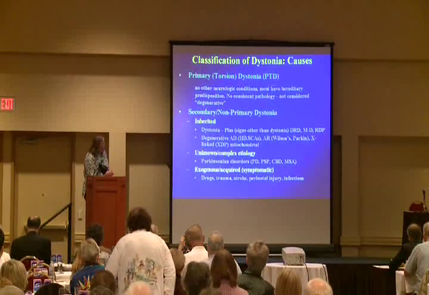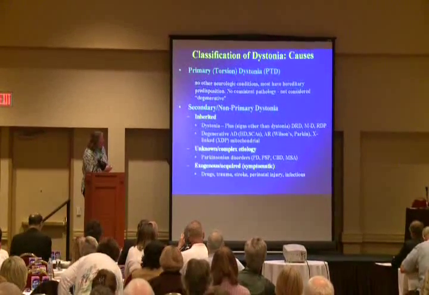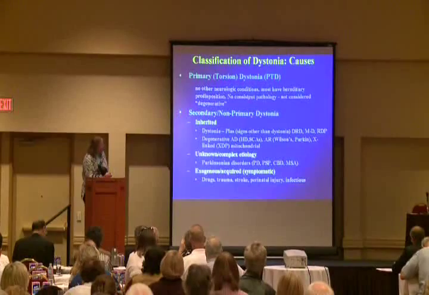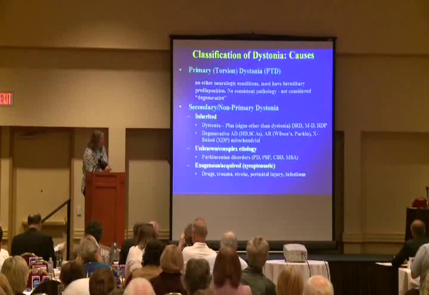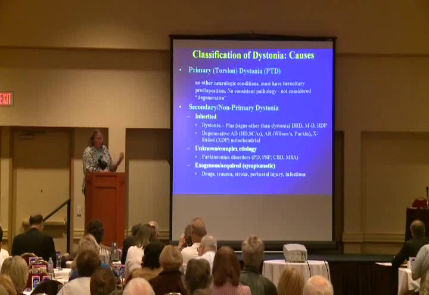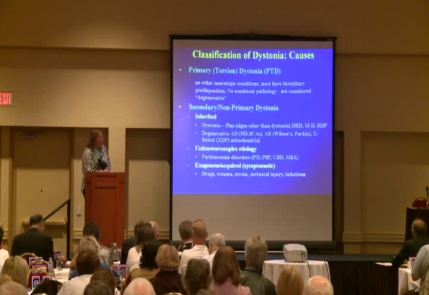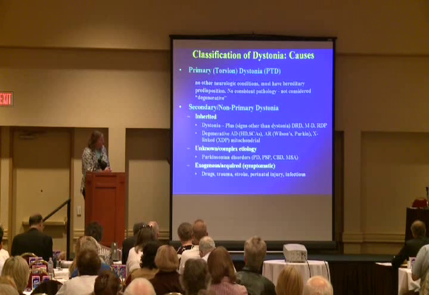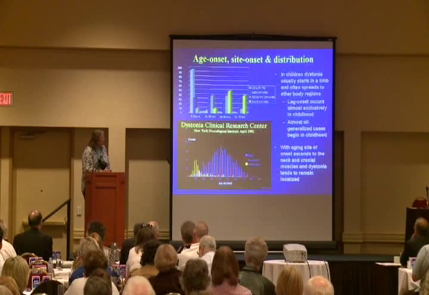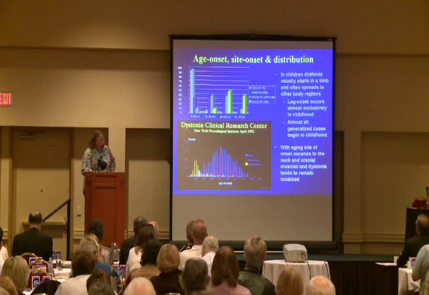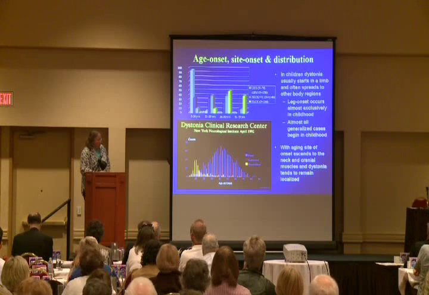Many of these primary dystonias have a hereditary predisposition, so genes are involved, and there's no consistent pathology that we know of. So these are considered not degenerative. Unlike things like Parkinson's disease and Huntington's disease, where you have degeneration in the brain, we don't see that in dystonias. And so I'm going to focus on the primary dystonias because these are the ones that we think are genetic.